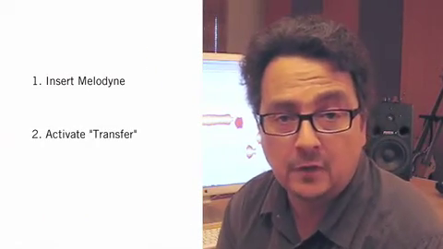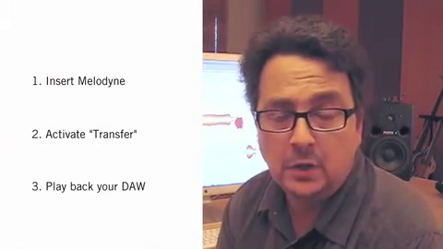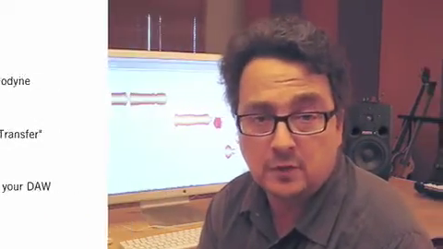So your workflow is pretty simple. Insert Melodyne to the channel strip, activate transfer, and hit play. You can do this for the whole track, or you can transfer small parts here or there. Wherever you have transferred something, you listen back to these copied files, and where you haven't transferred anything yet, you still hear your original track.